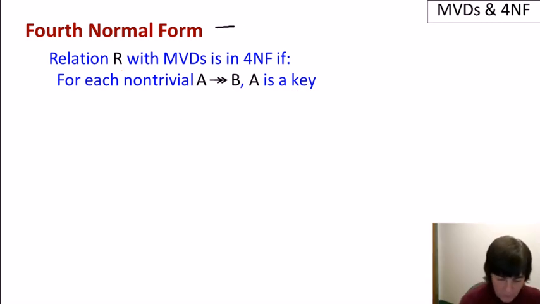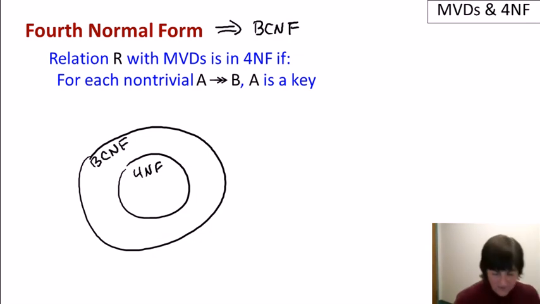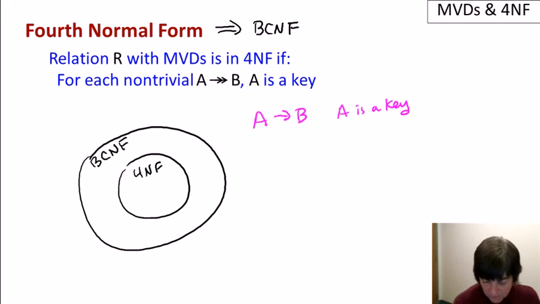Now remember that I said fourth normal form implies Boyce-Codd normal form, or if you prefer it in Venn diagram format, fourth normal form is stronger than Boyce-Codd normal form, and let's see why that's the case. If we have fourth normal form and we want to show that we're in Boyce-Codd normal form, then we have to show that if we have a functional dependency, then the left-hand side A is a key. That would tell us we're in Boyce-Codd normal form. Well, if we have a functional dependency, we had a rule that tells us we also have the multi-valued dependency, and then since we're in fourth normal form, we get that A is a key. So again, fourth normal form implies Boyce-Codd normal form.